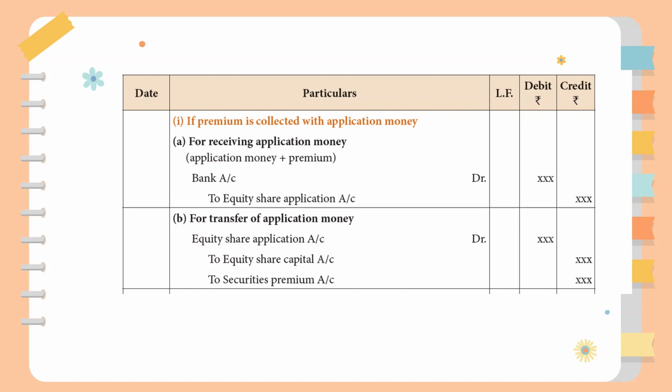Okay, when they are collecting in application money stage, in the first entry you have to add the application money and the premium money together and put as usual bank account debit to equity share application. When it comes to the transfer entry, there only you have to show the securities premium account separately. Okay, you remember like that. Bank entry will never have the securities premium, only along with this equity share capital. When you transfer, that time only it will be shown.